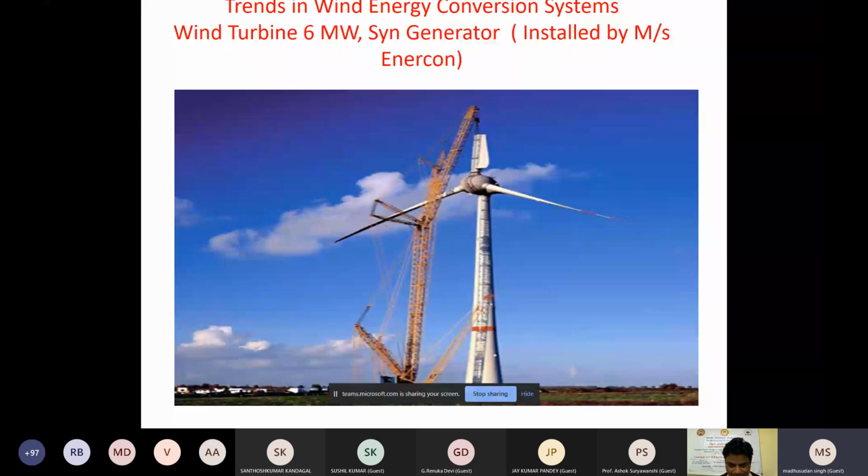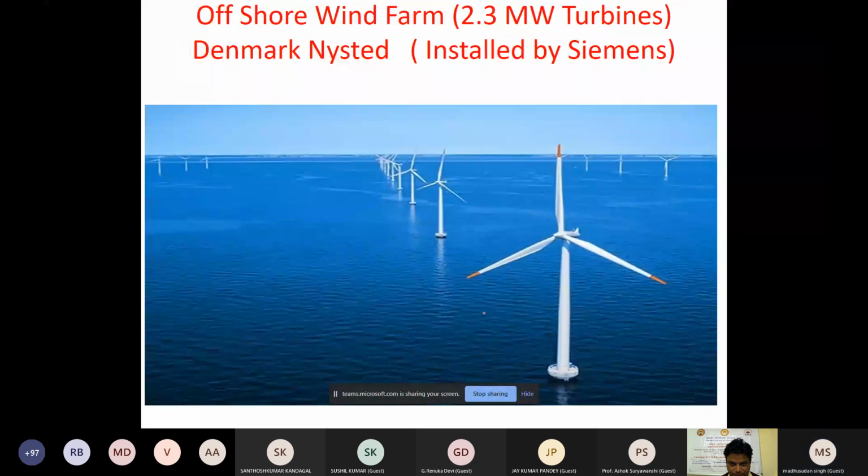I have a very wide range of slides. Our time is not enough to cover all, but for those who are interested, these are a few wind applications. I will just skip these slides for your visual observation. A few slides, the offshore wind farm.